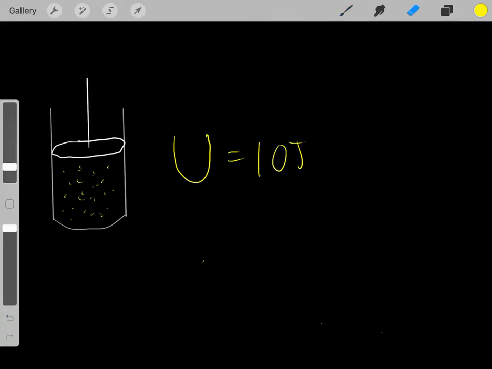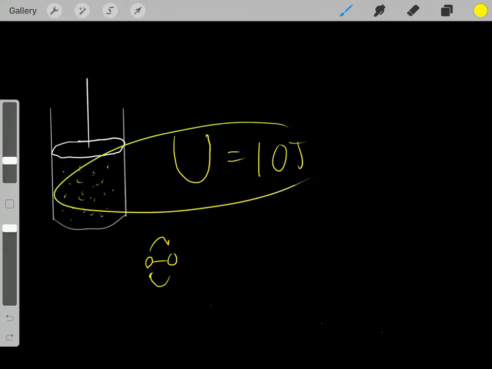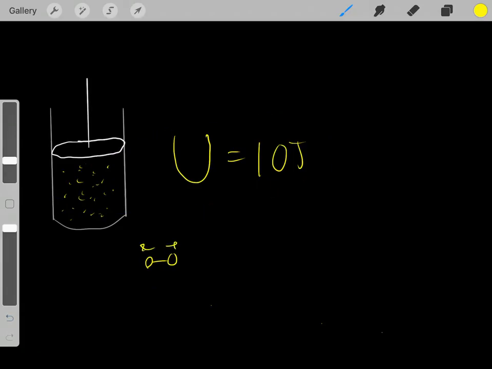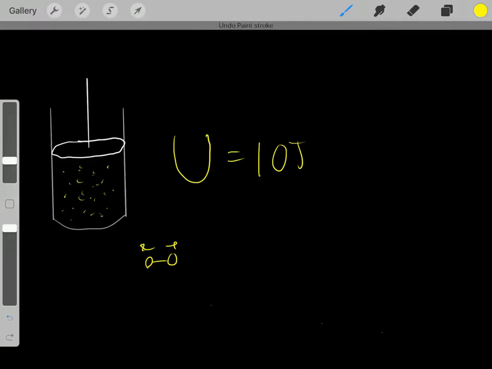But there's more that contributes. For example, what if we have some diatomic atoms? Then we know these diatomic atoms can be rotating. And the faster they're rotating, the higher the internal energy of the system. We also know they can be vibrating. And also, the faster they're vibrating, the more internal energy the system has.